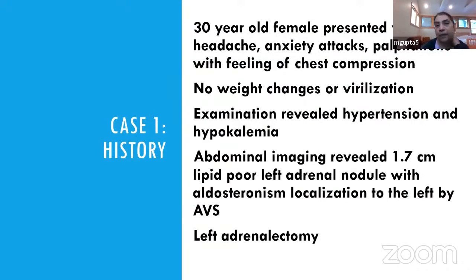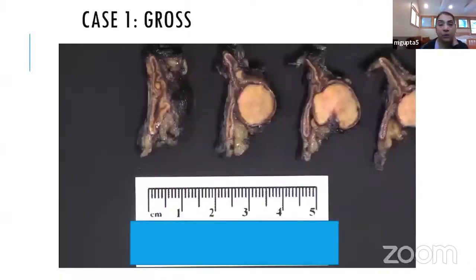The first case is a 30-year-old female who presented with a headache, anxiety attacks, palpitation with a feeling of chest compression, no weight changes or realization. So, briefly, we can say that this is more of a hyperaldosteronism type presentation, and the examination of this patient revealed hypertension and hypokalemia. And on imaging, a 1.7 centimeter nodule was found on the left side of the adrenal, and a left adrenalectomy was performed. Here you can see a grossly 1.7 centimeter lesion, which is yellow in color.